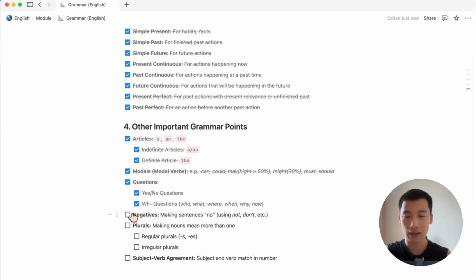So I get it. So let's move on to the next one, plurals. Plurals. Most nouns become plural by adding an S, like cat becomes cats. But some have different rules, like mouse becoming mice.